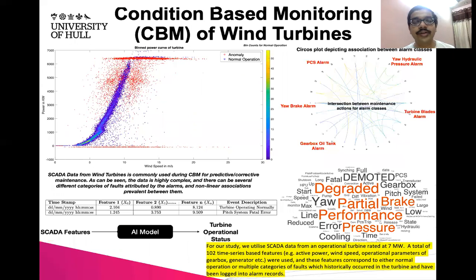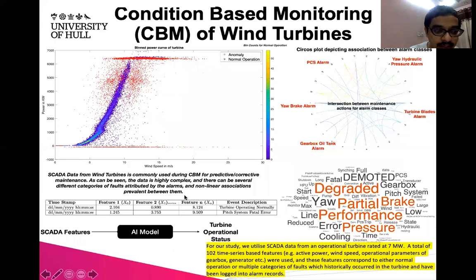Condition-based monitoring of wind turbines. I will refer to this as CBM. CBM has been popular, and we can look at this figure in the upper left-hand corner, the power curve of the turbine. It shows that there are many different types of anomalies, faults and alarms which regularly occur in the turbine. These are used to train AI models based on the corresponding mapping.